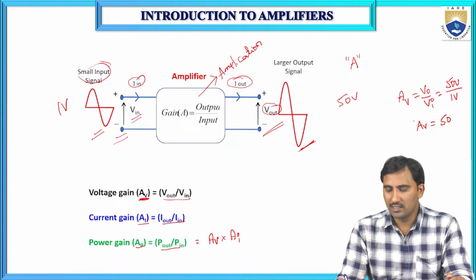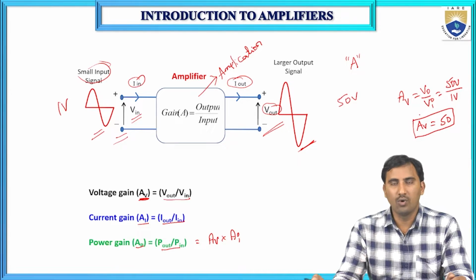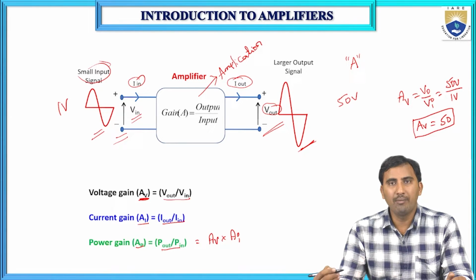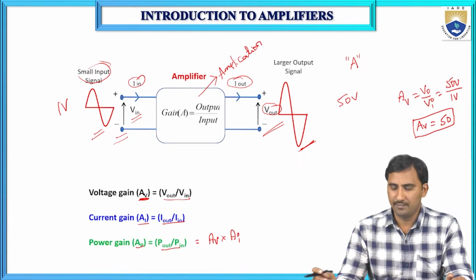So this is a voltage gain. The voltage gain is equal to 50. That means the input is amplified by 50 times. Okay, so that is an amplifier.